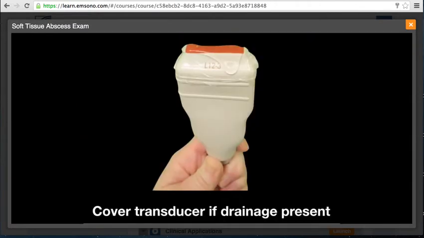In patients where drainage is present, you can cover the transducer with a Tegaderm or Opsite, putting a thin rim of ultrasound gel on the footprint first, putting the Opsite or Tegaderm, and then placing Surgilube on the outside of the Opsite over the footprint of the transducer.